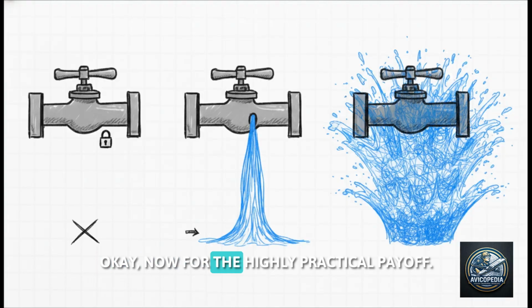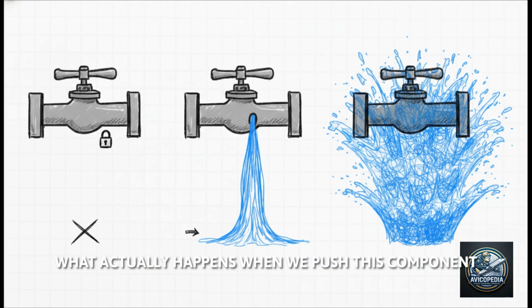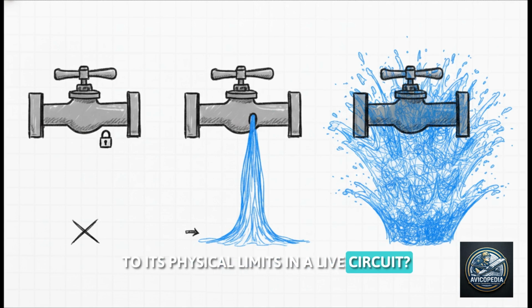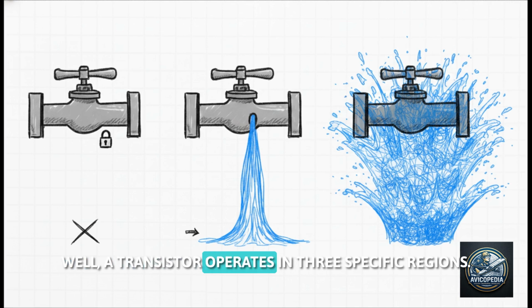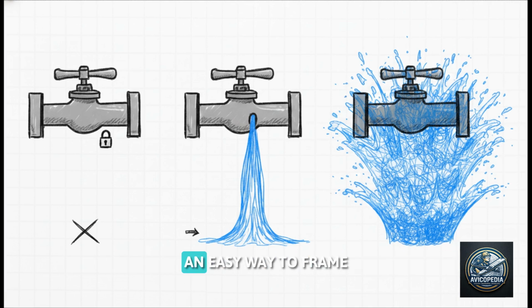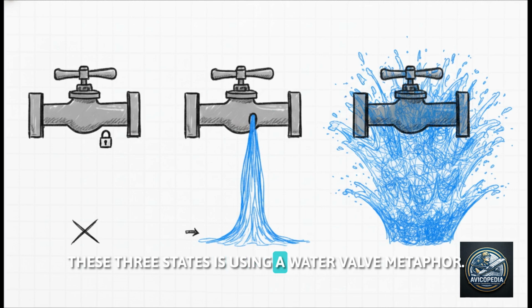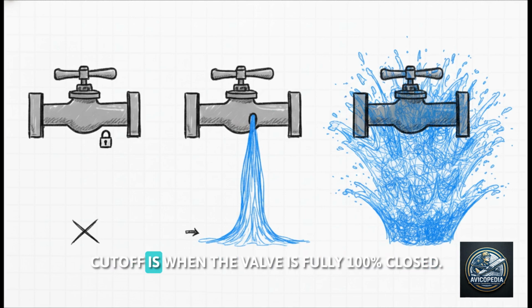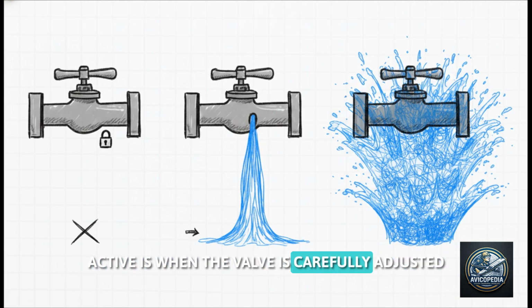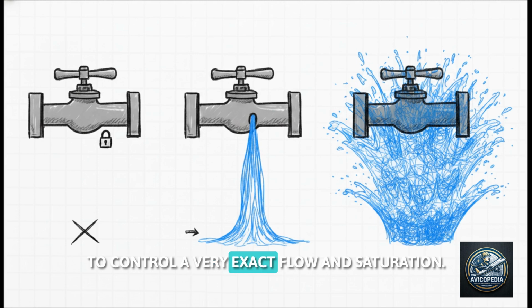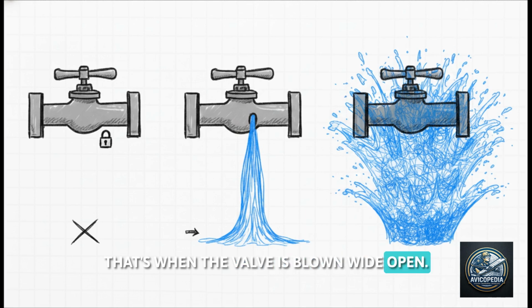Section 6, cutoff, active, and saturation, the operating regions. Okay, now for the highly practical payoff. What actually happens when we push this component to its physical limits in a live circuit? Well, a transistor operates in 3 specific regions. An easy way to frame these 3 states is using a water valve metaphor. Cutoff is when the valve is fully 100% closed. Active is when the valve is carefully adjusted to control a very exact flow. And saturation, that's when the valve is blown wide open.